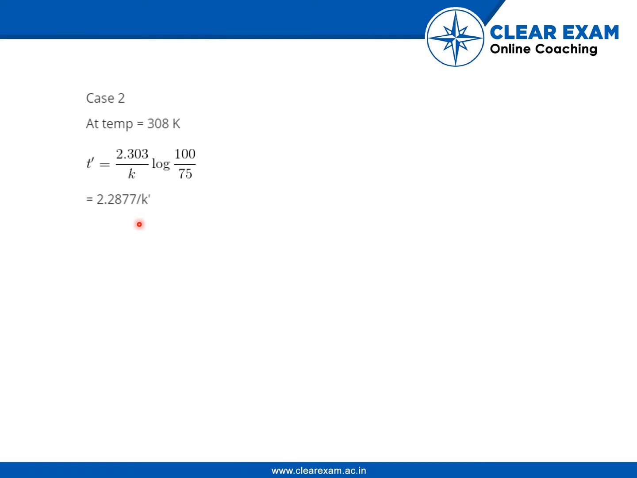But in the question it is given that the time required is the same for both the cases. So we will put t dash equal to t. So we get the relation of both the cases: K dash by K is equal to 2.7296. Now we will use the Arrhenius equation.